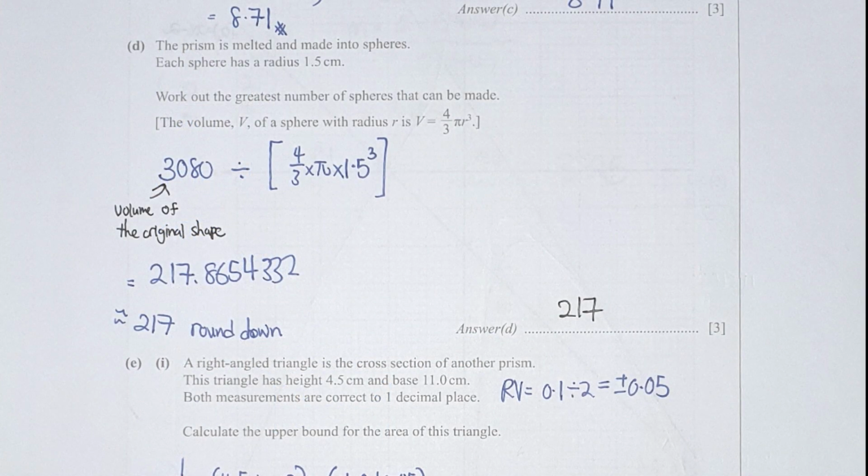For question D, the original prism is then melted down. So you're required to take the original volume, which is 3080, divided by 4 over 3 times pi times 1.5 cubed. You will get 217.8654332. However, you are required to round it down because there's no 0.8 prism here. So your final value will be 217.